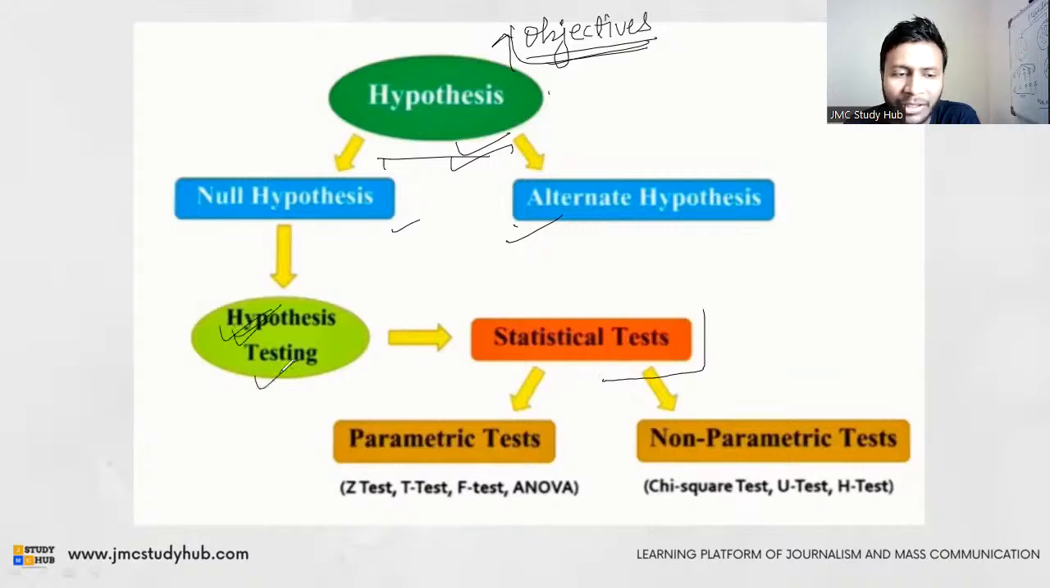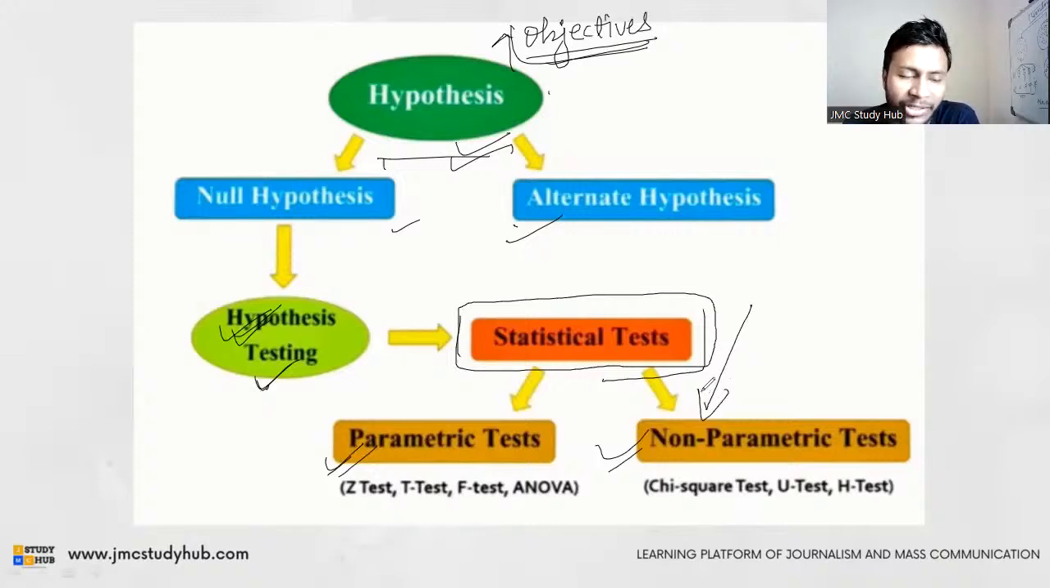Null hypothesis में हमारा hypothesis testing होता है. So hypothesis testing means that you apply a statistical test. So what are the statistical tests and which comes under what? That is described by the parametric and non-parametric tests, right? So here is the use of the parametric and non-parametric concept, when you are going to use a statistical test to test the null hypothesis.